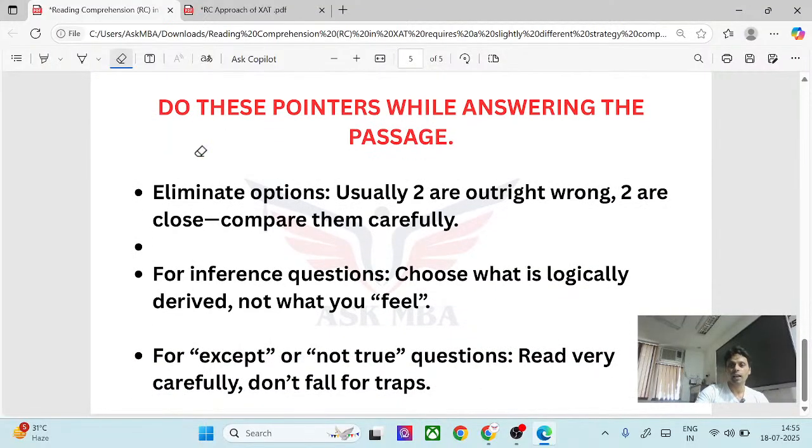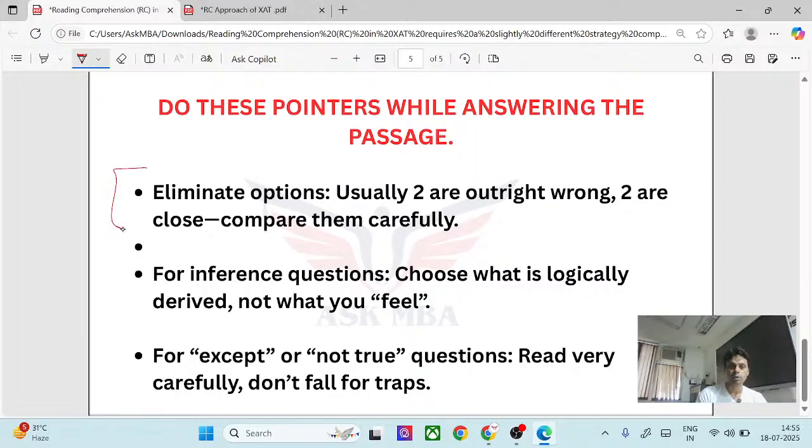Do these pointers while answering the passage. Eliminate options. Now what you guys are going to do, you are going to eliminate the options. Usually two are right, two are wrong, and close compare them carefully. For inference questions, choose what is logically derived, not what you feel. Logically derived means as per the information that is there, not what you feel is right. For except or not true questions, read very carefully, don't fall for traps.